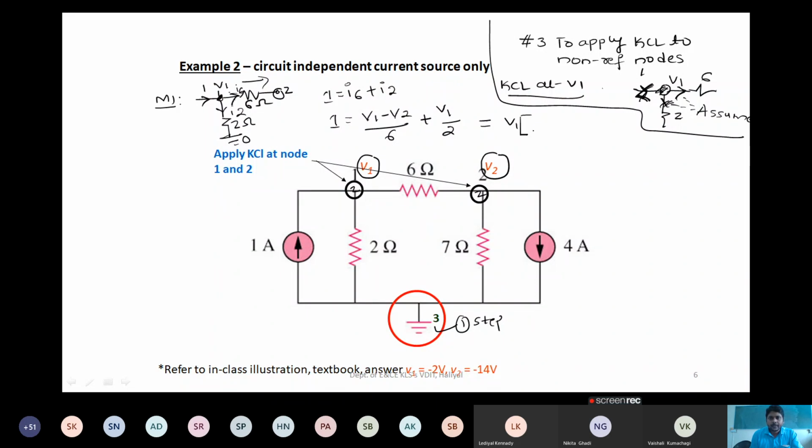V1 multiplied by 1 by 6 plus 1 by 2, minus V2 multiplied by 1 by 6, equal to 1. Okay, this is the first method. You can call it equation 1. Please mute yourself. If you have any questions, you can ask. Otherwise, please mute yourself.